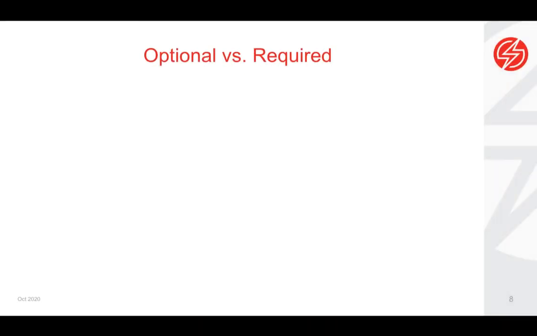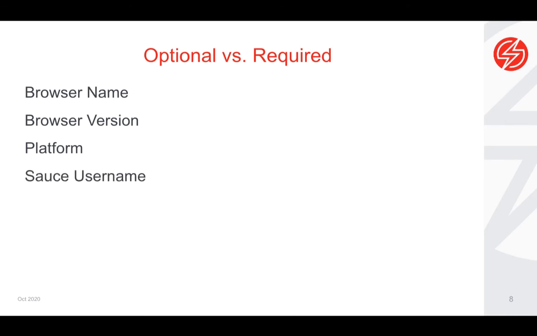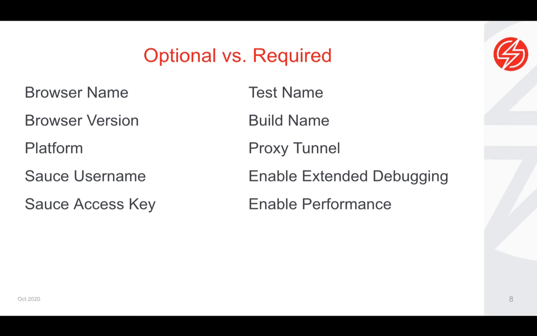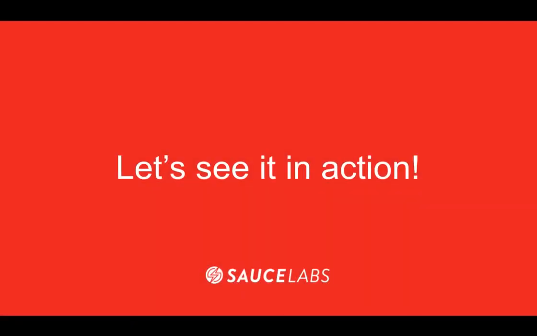When running your tests on Sauce Labs, some capabilities are optional, while some are required. You're required to send your browser name, version, platform, Sauce username, and access key in order to run a test. There are other capabilities, such as the test name, the build, proxy tunnel information, extended debugging, and performance, that are optional to send along.